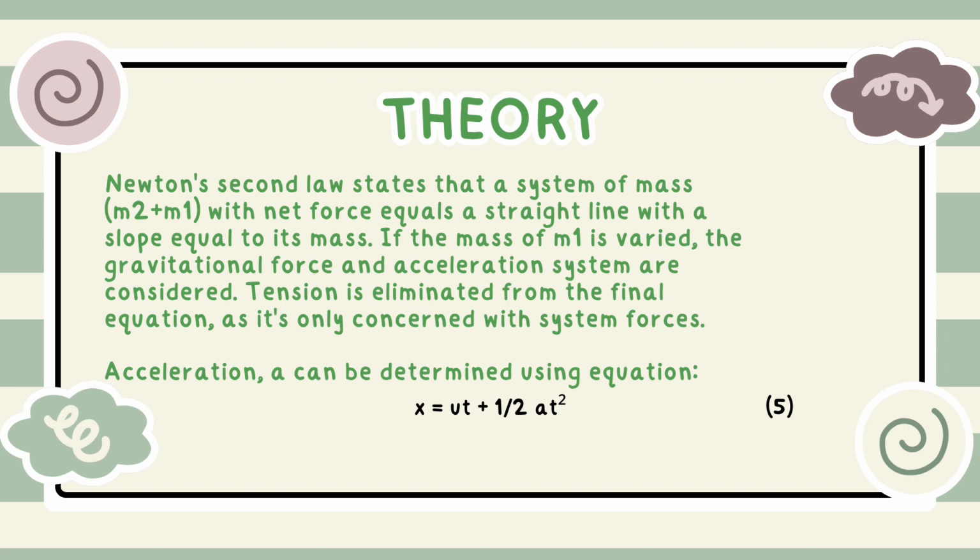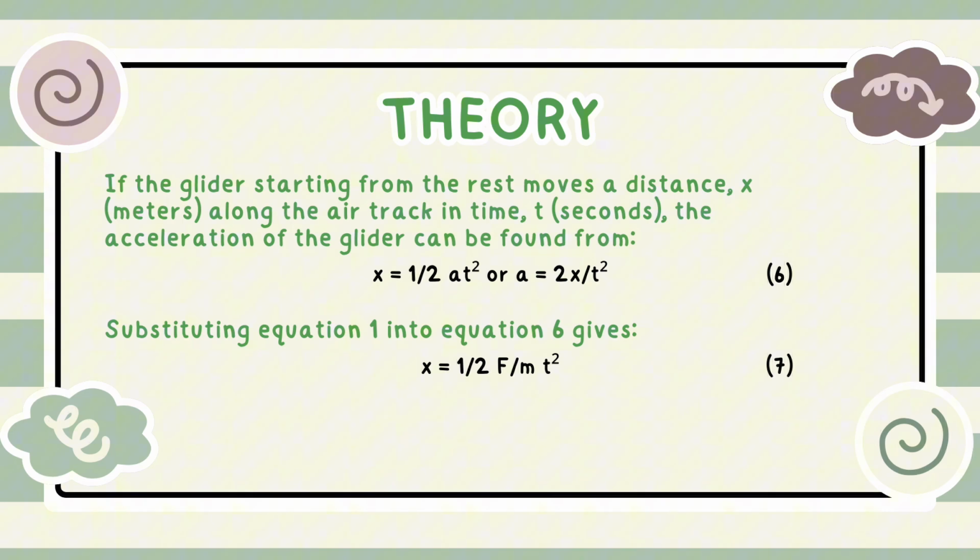Acceleration, A, can be determined by using the equation x equals ut plus 1/2 at squared. If the glider starting from rest moves a distance x meters along the air track in time t seconds, the acceleration of the glider can be found from x equals half a t squared, or a equals 2x per t squared. Substituting equation 1 into equation 6 gives x equals half F per m t squared.